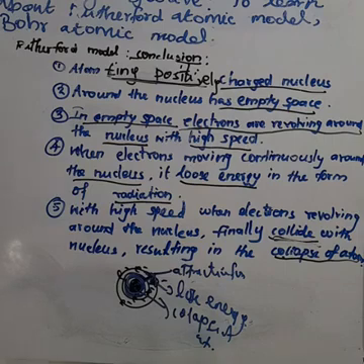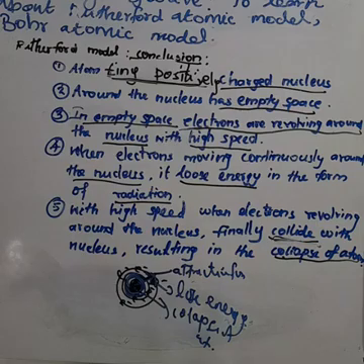And fourth point, when electrons move continuously around the nucleus, they lose energy in the form of radiation. With high speed, the electrons revolving around the nucleus finally collide with the nucleus, resulting in the collapse of the atom. Okay, understand? These are the Rutherford experiment conclusions.